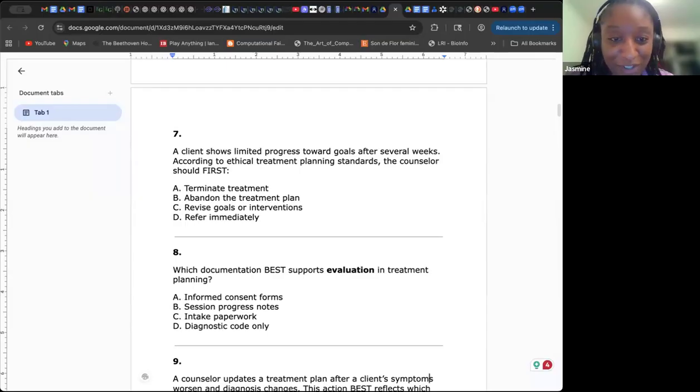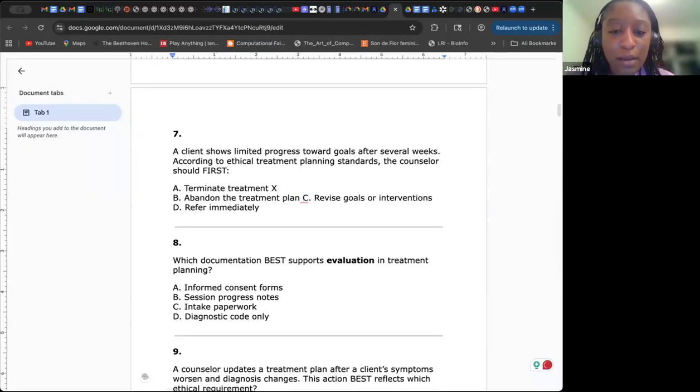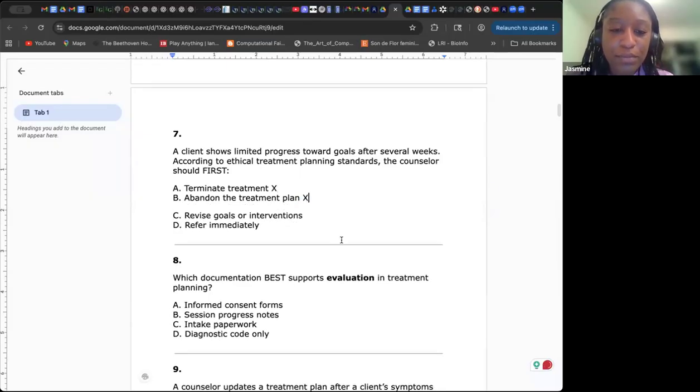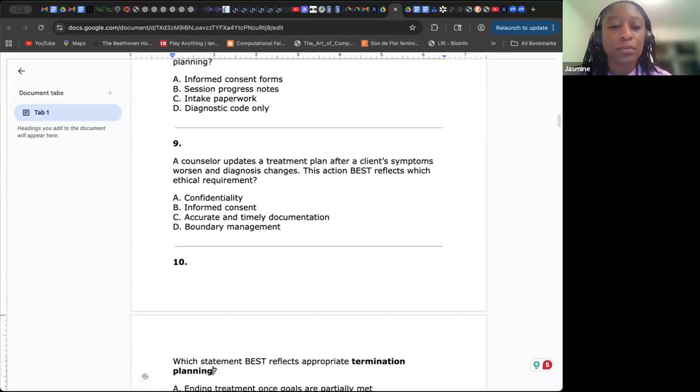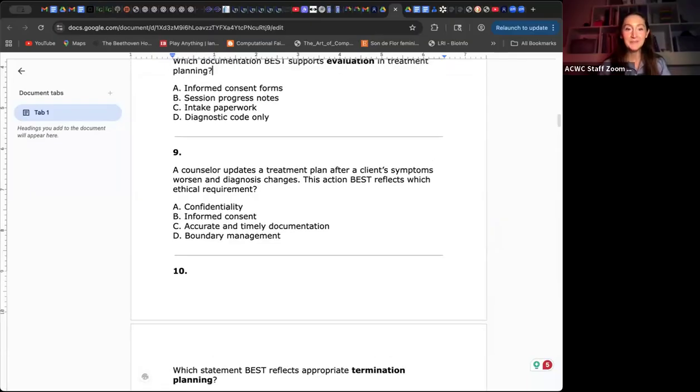What do you do first? So A, terminate treatment. B, abandon the treatment plan. C, revise goals for interventions. D, refer immediately. So I'll take out A and B. We don't want to terminate the treatment or abandon the treatment plan. And then take out D, refer immediately. So I would revise the goals and interventions. Absolutely. Nice job. It might feel tempting to do some of the others, but if it's severe enough, when someone's really not working at all with you, but yeah.